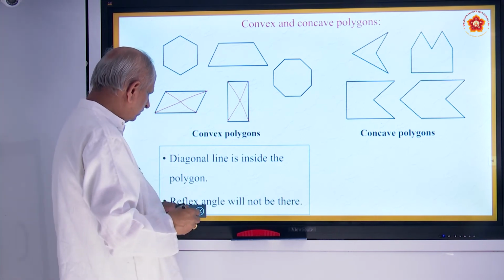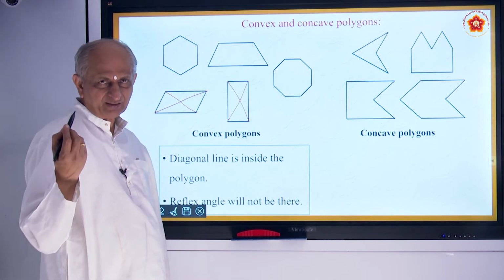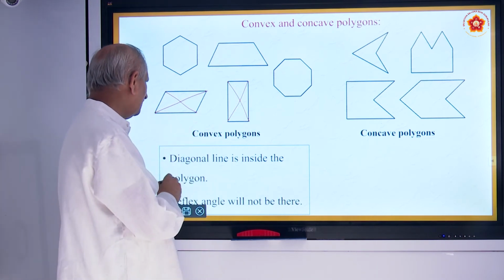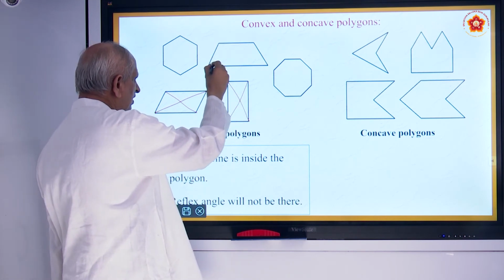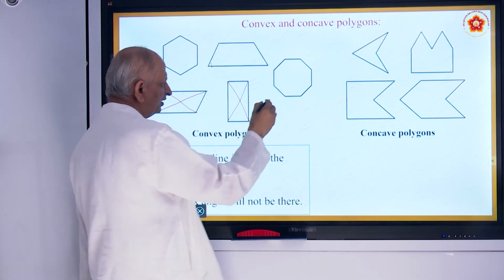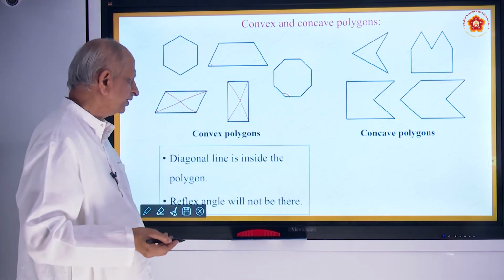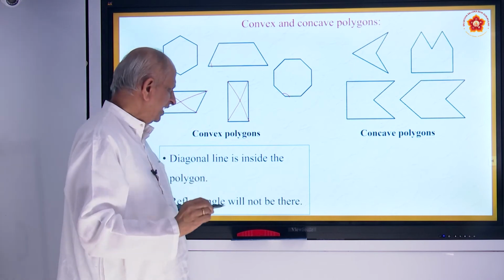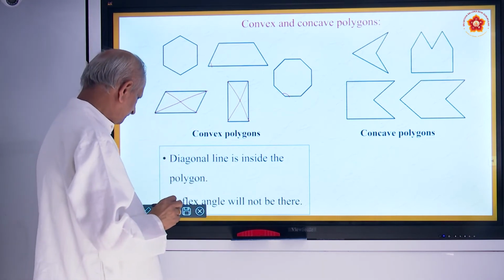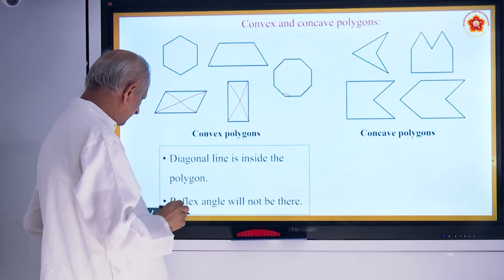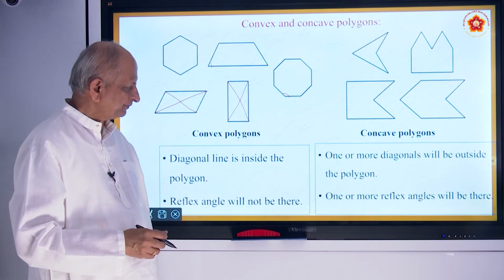Next, there are no reflex angles here. It may be an obtuse angle or acute angle or right angle. In this case, a right angle. This is an acute angle and this is an obtuse angle. So it may be acute or right angle or obtuse angle, but not a reflex angle. So there is no reflex angle here. Now coming to concave polygons.